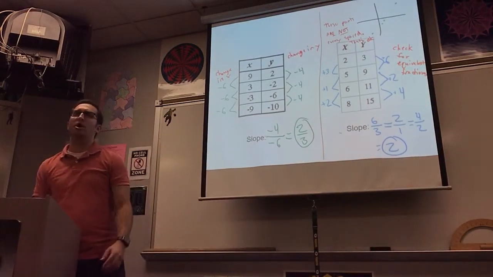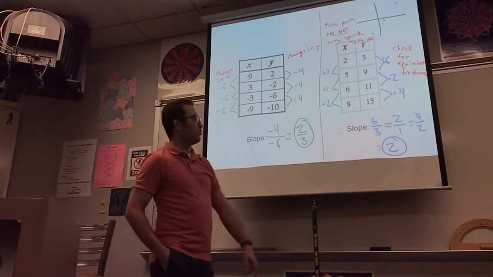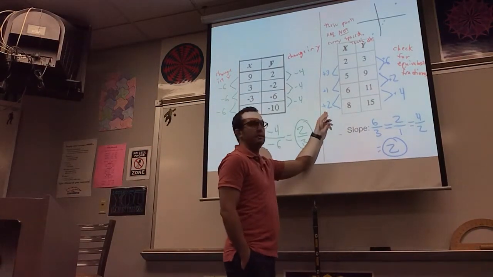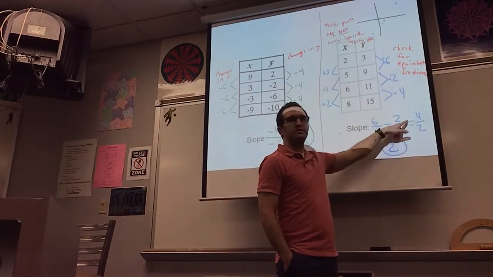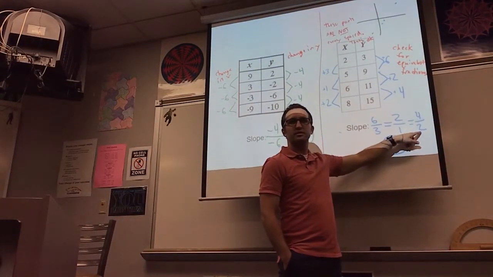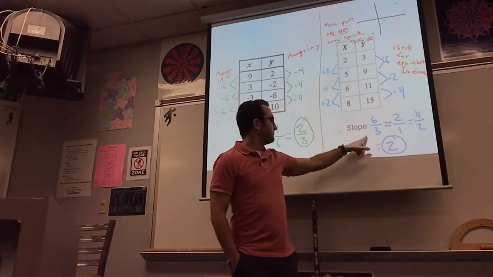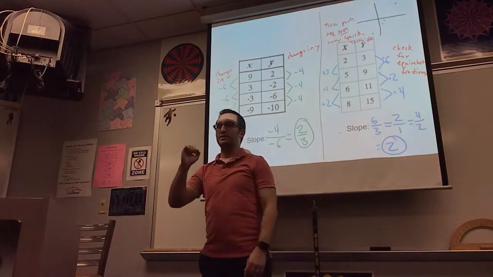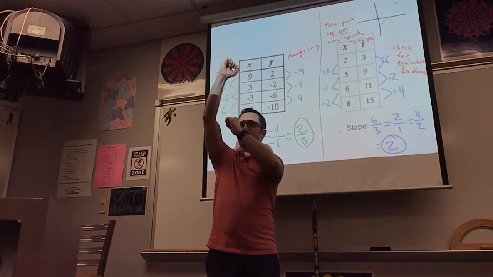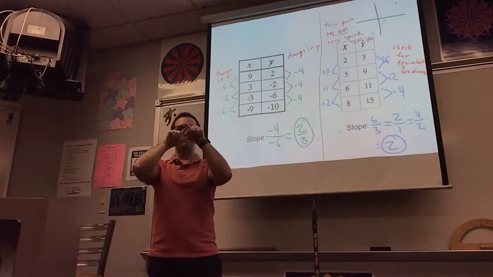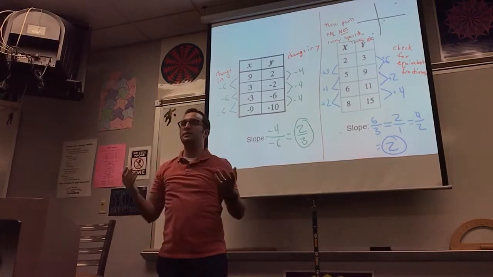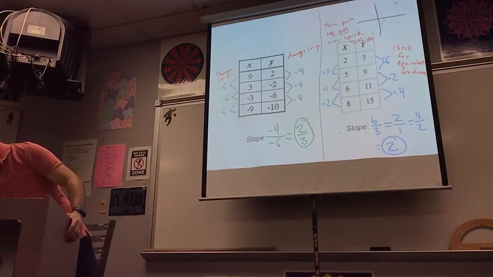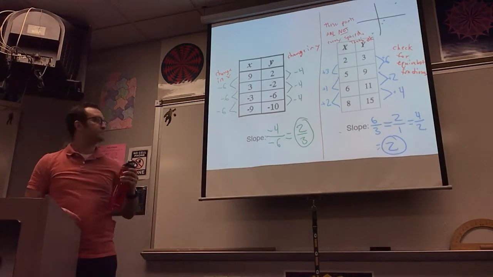What if the answer was no? What if this was a 3? 6 over 3 equals 2 over 1, and 4 over 3. Then there wouldn't be a slope. Why? Because it would go like this, beep, beep, beep. It wouldn't be a straight line. Do things that aren't straight lines have slopes? No, they don't. Okay?